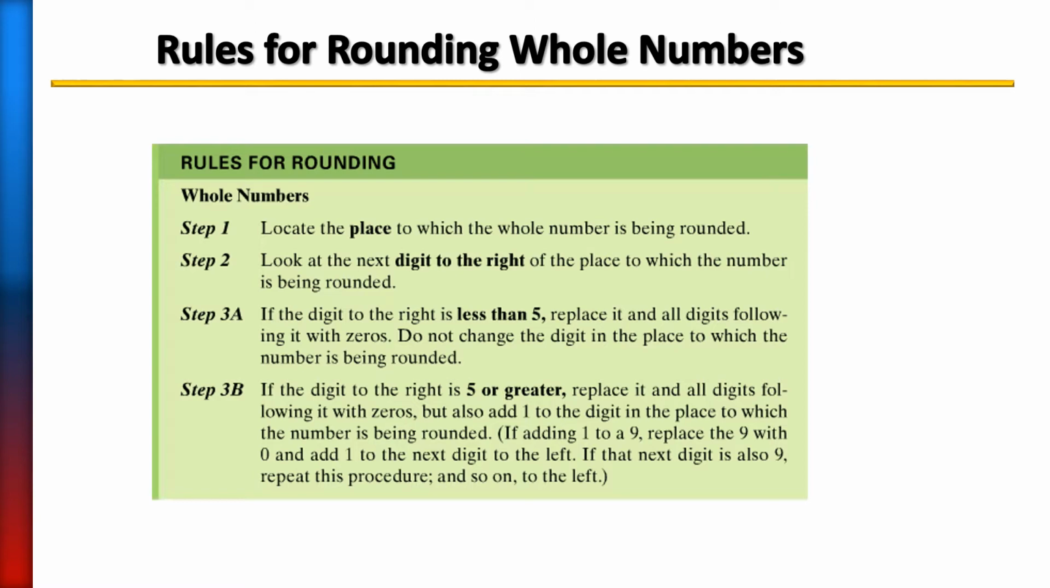Now, if you're adding 1 to a 9, replace the 9 with a 0 and then add 1 to the next column to the left. And if that digit is also a 9, then you'll do the same procedure, which is replace it with a 0 and then put a 1 to the left of it. So, more so than talking it out, let's do some examples, because I think you'll understand it a lot better if we do some examples.